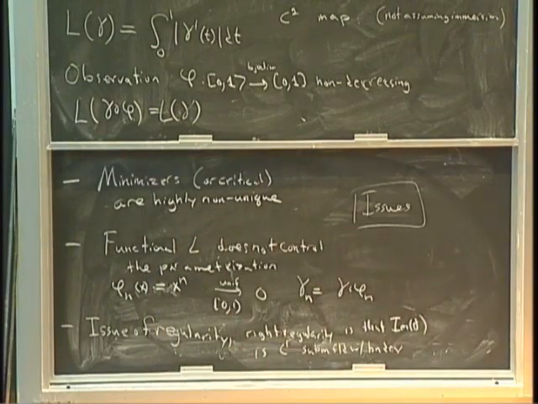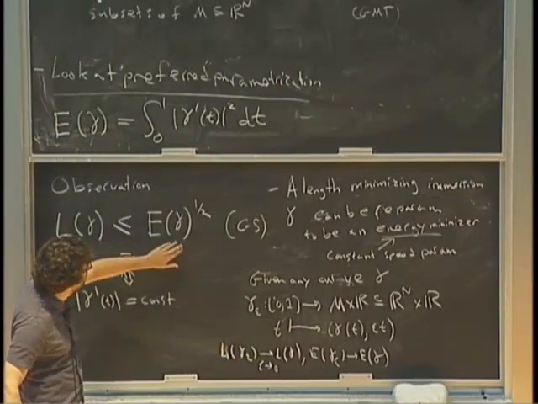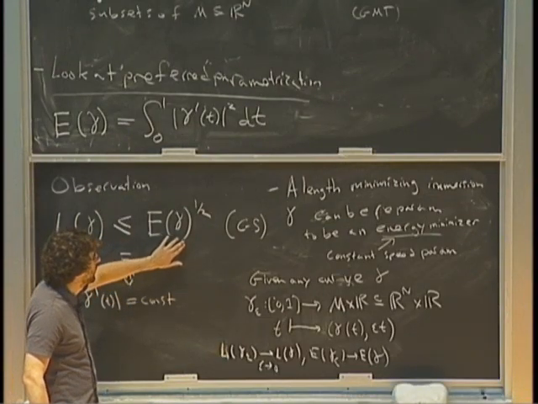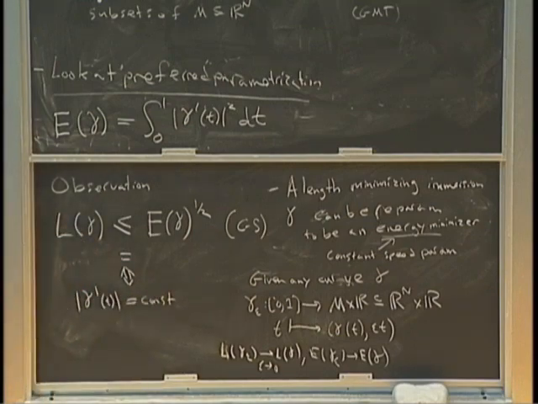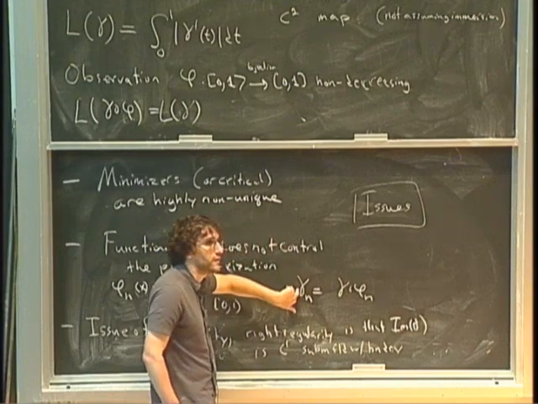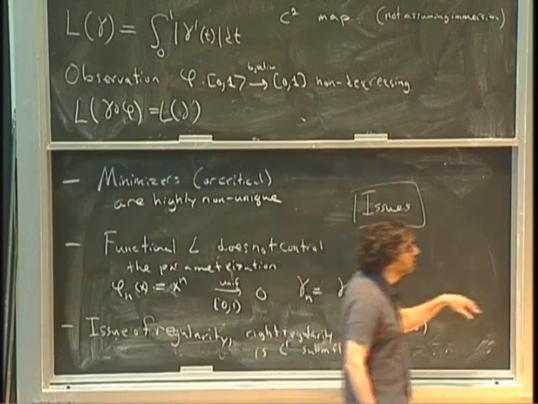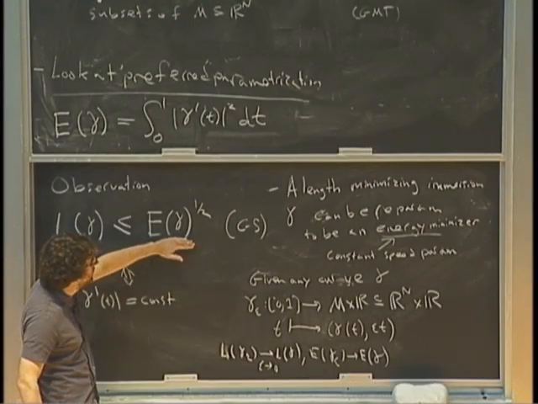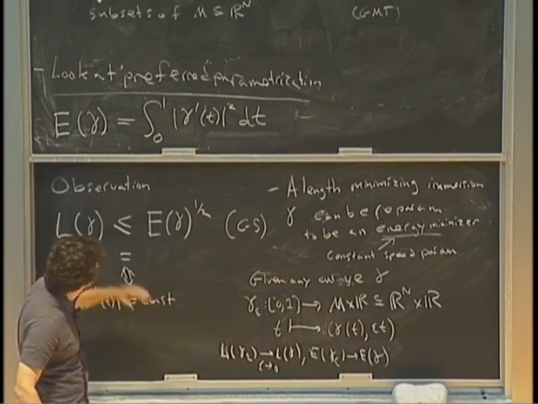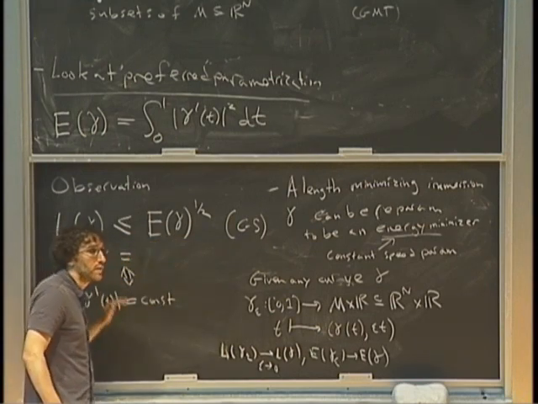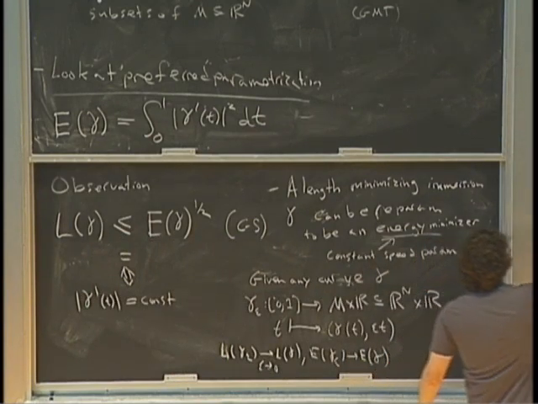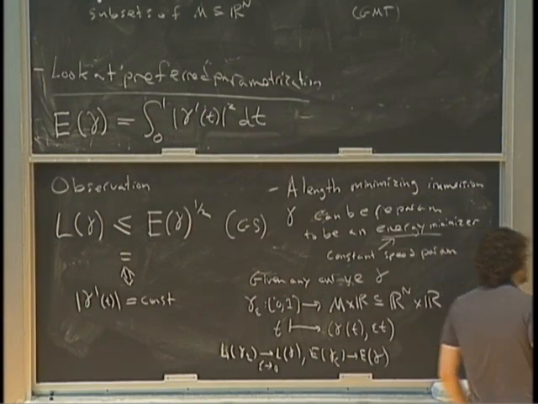However, by this observation, we could try and find a length minimizer by minimizing energy and taking a minimizing sequence of energy. You should convince yourself that something like this has energy that goes to infinity. And so we have a much better likelihood of finding the energy minimizer, and then we can use this observation to say that it has to be a length minimizer, modulo some regularity issues, which I don't want to get into.